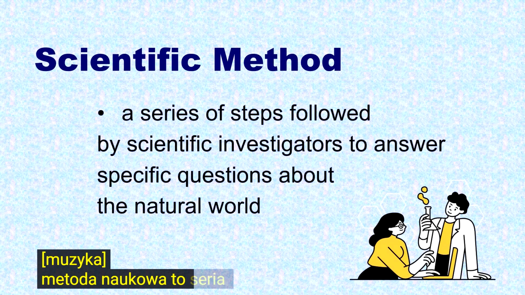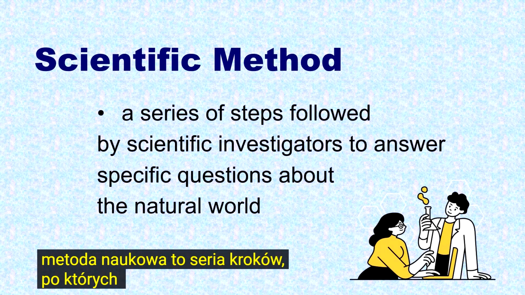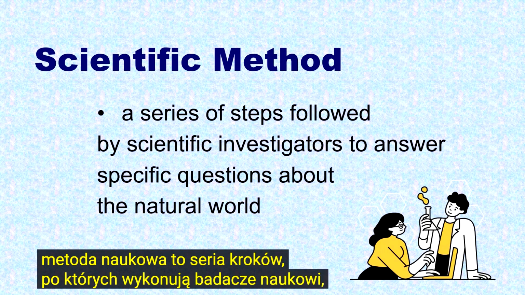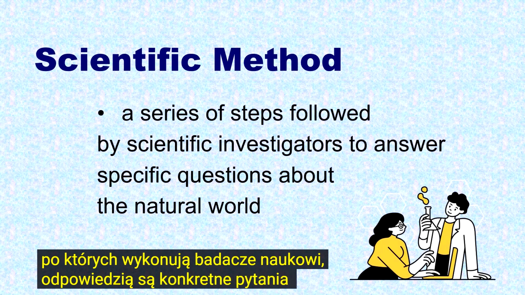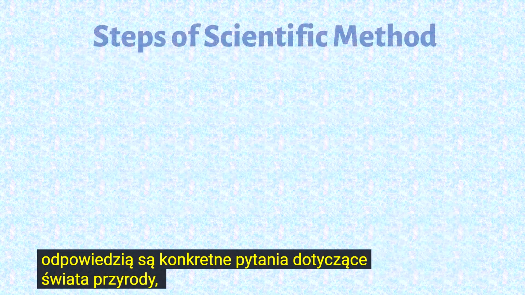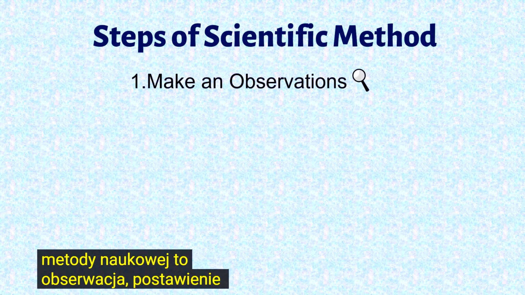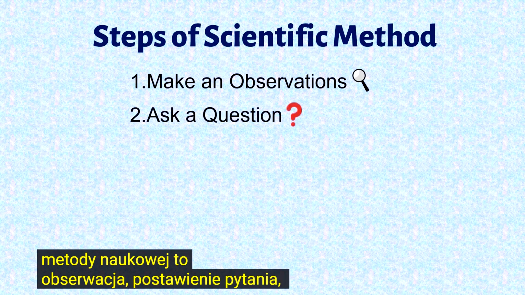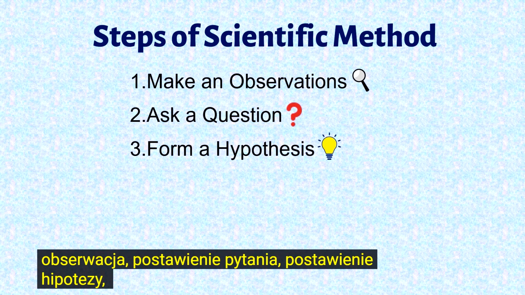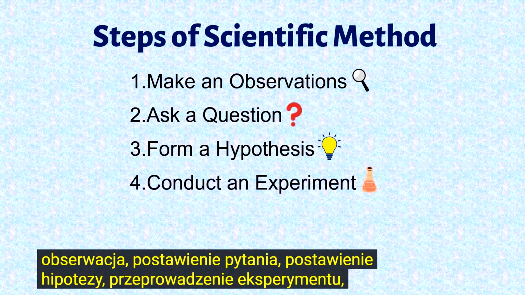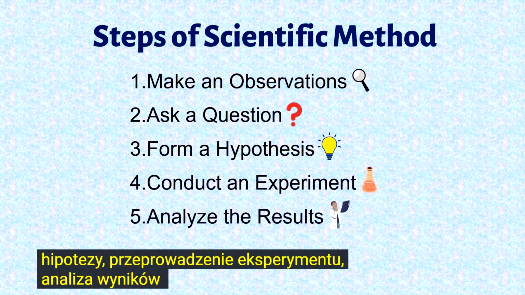Scientific method is a series of steps followed by scientific investigators to answer specific questions about the natural world. The steps of scientific method are: make an observation, ask a question, form a hypothesis, conduct an experiment, analyze the results, and draw conclusion.